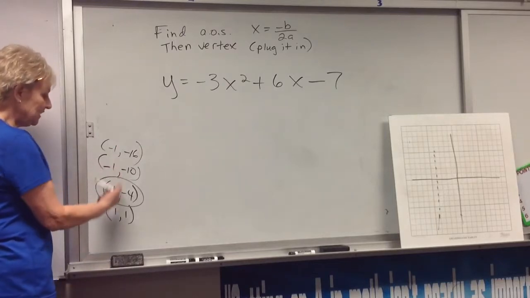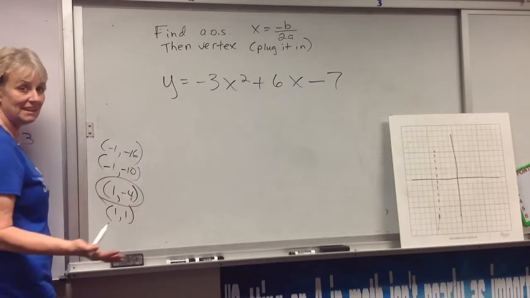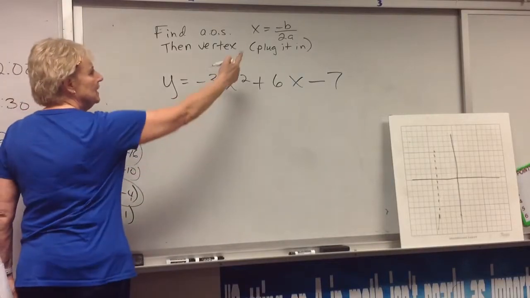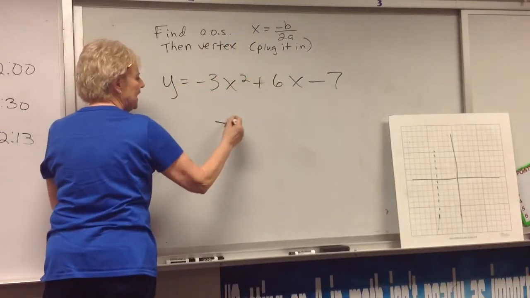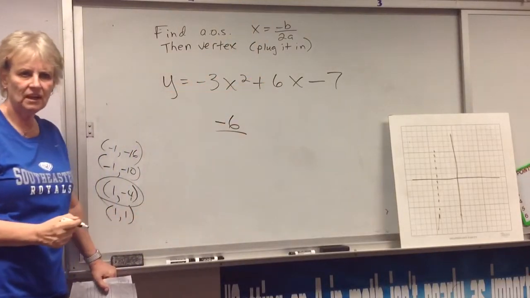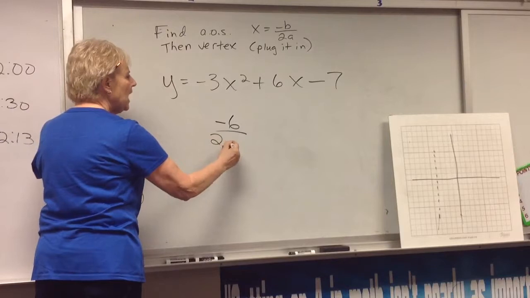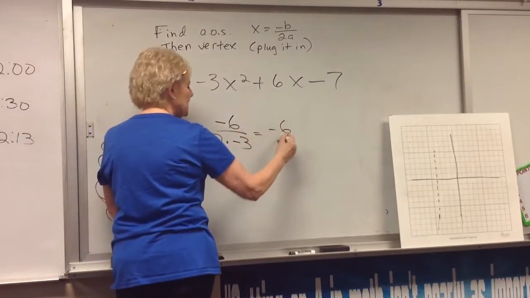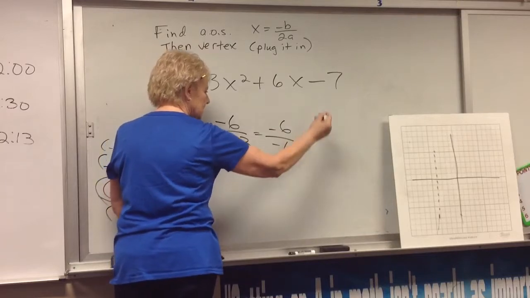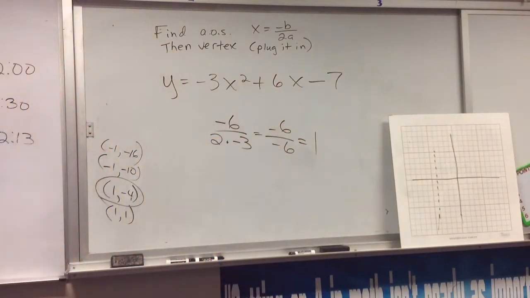Of course, if you got -1, you didn't have a chance to get the right y. The opposite of b is -6 over 2 times -3. That's -6 over -6. The axis of symmetry is 1. Told you. How'd you guys get -1?